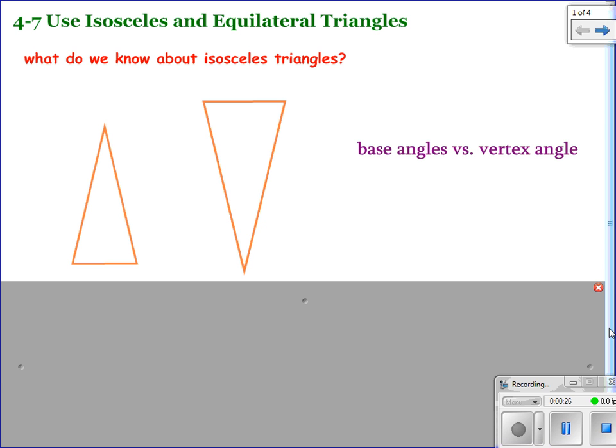Two sides are equal. What else do we know? One side is not equal. Okay, anything else? Two angles are also equal. Wouldn't they be? Okay, so let's talk about that.